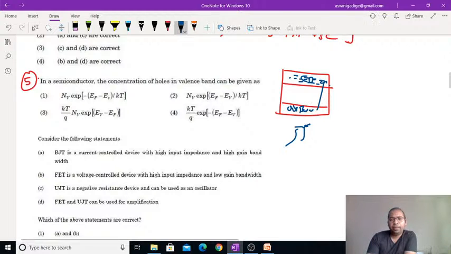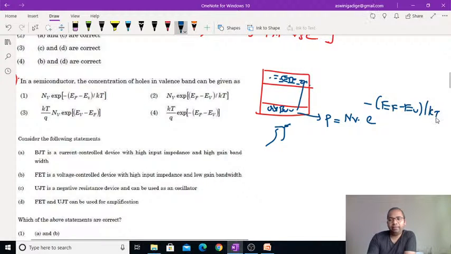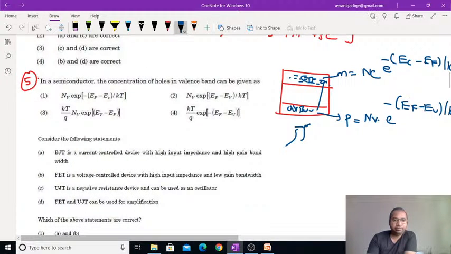So due to this, the expression for the number of holes present in the valency band can be taken as p = NV into e power minus (EF minus EV) divided by KT. And the number of electrons in the conduction band can be taken as n = NC into e power minus (EC minus EF) divided by KT. Okay, so just remember both of these expressions, guys. As per the given question here, the first option is the correct one.